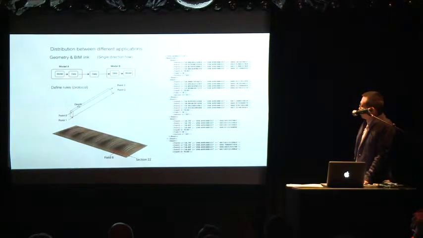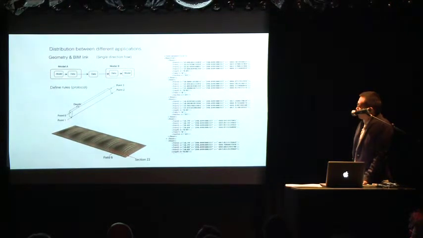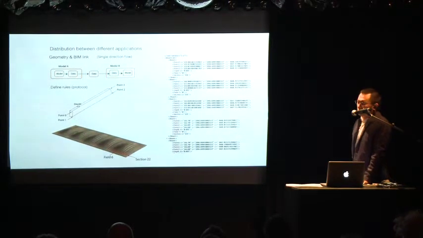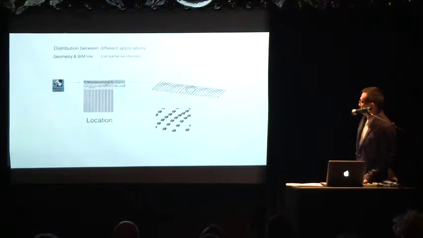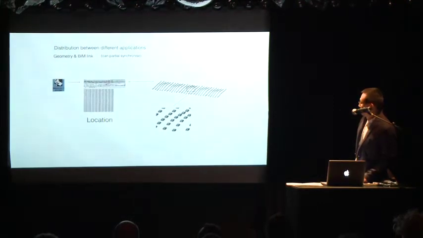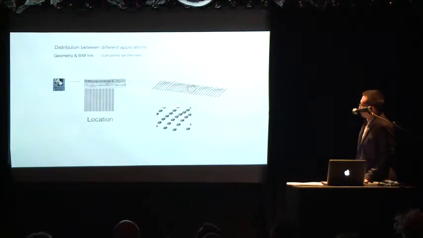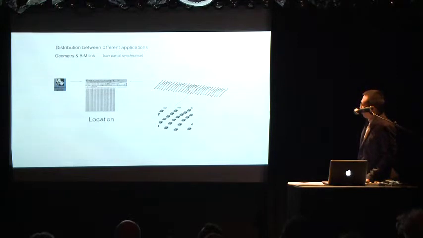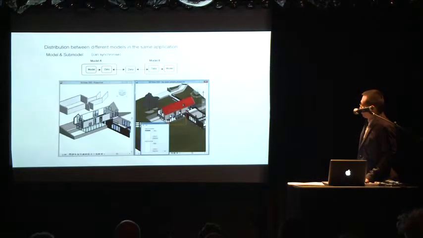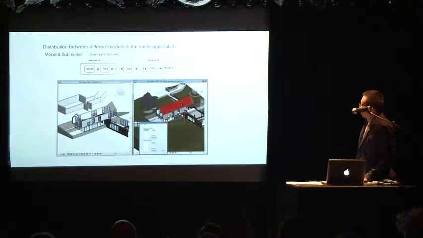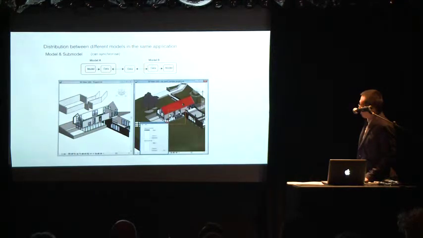Revit. We define the rules, and we use the data source exported from Rhino, and we can create instances in Revit, which is a BIM application. This is how BIM uses the data source partially synchronized from Rhino, and we create windows on the roof. And this is the distribution between different models in Revit.